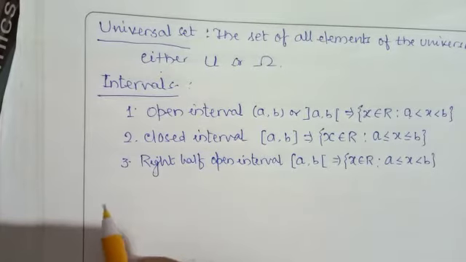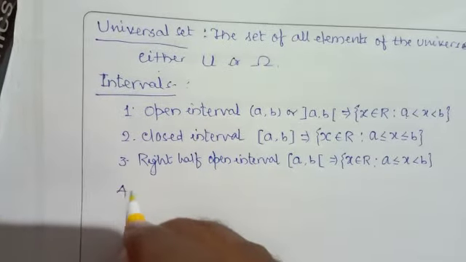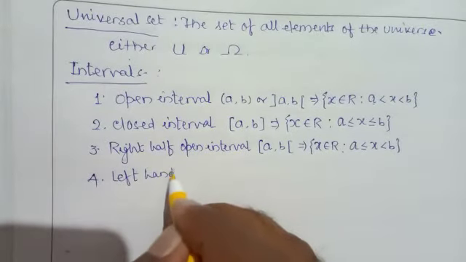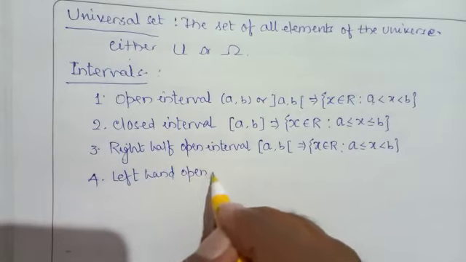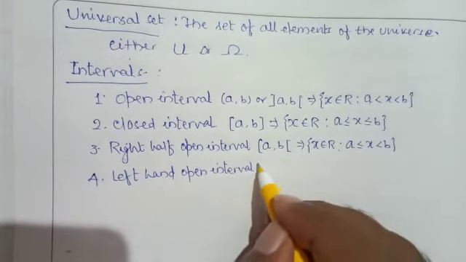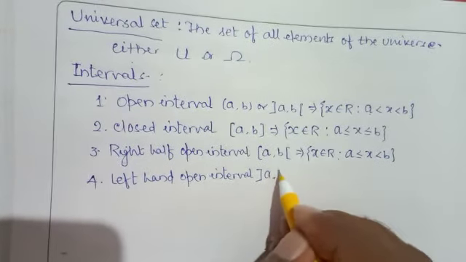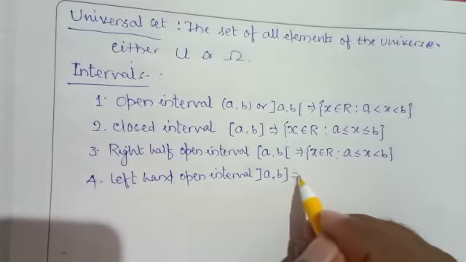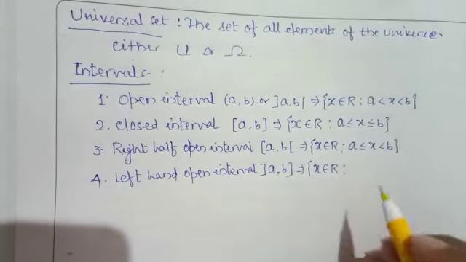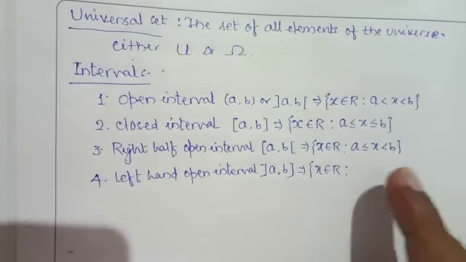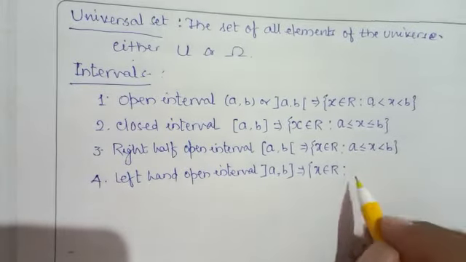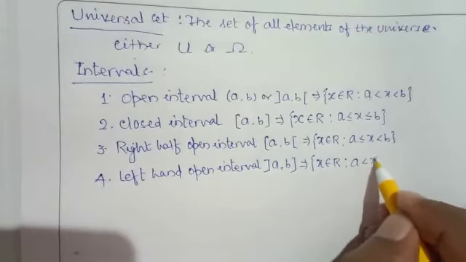and finally left half open interval. Left half open interval is represented like this, open from this side, left side, and closed from right side, means x belongs to R, value of x is more than A up to less than or equal to B, and we represent it like this.